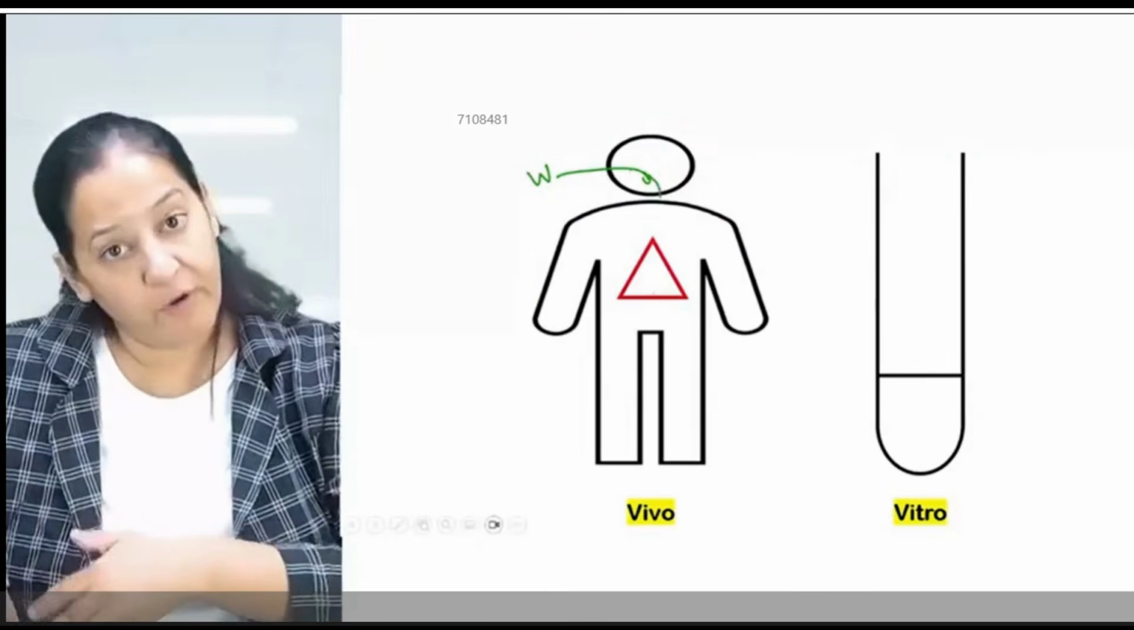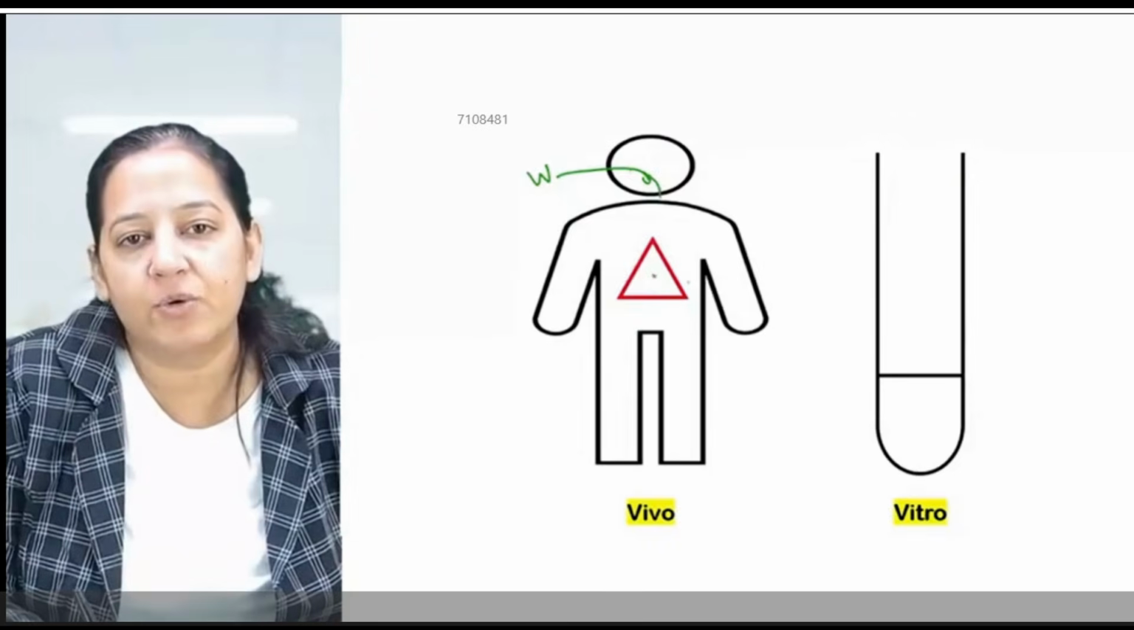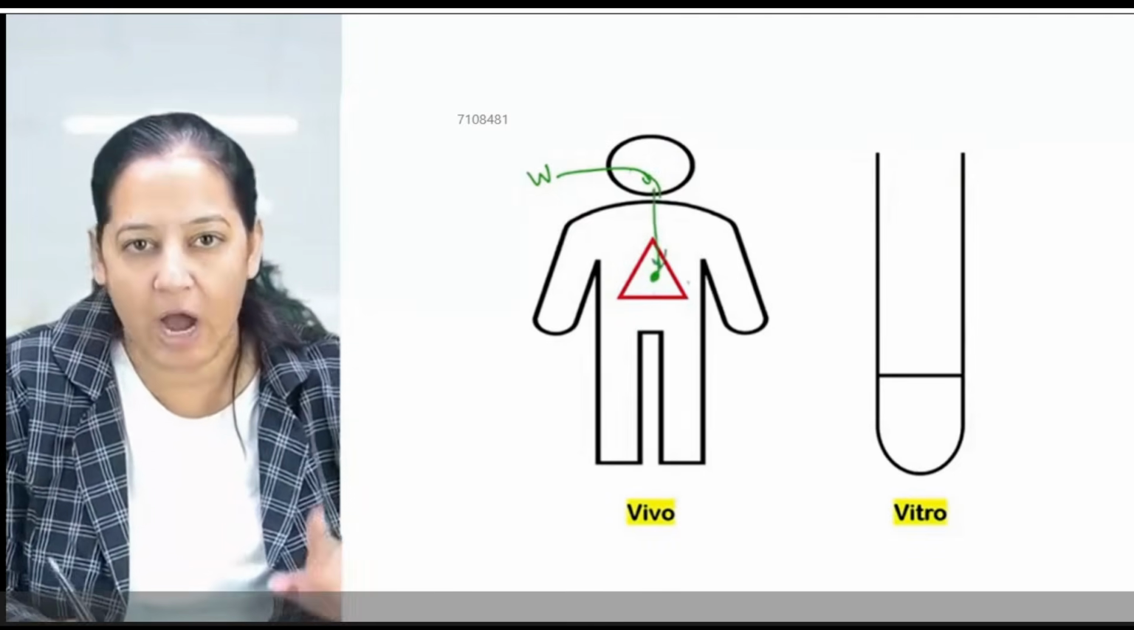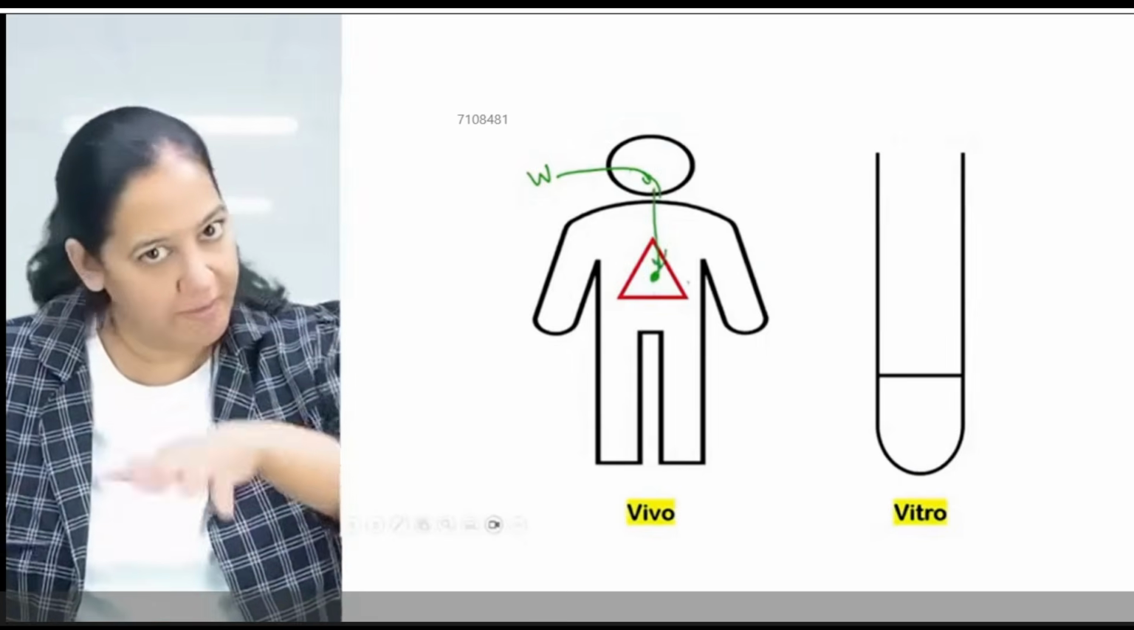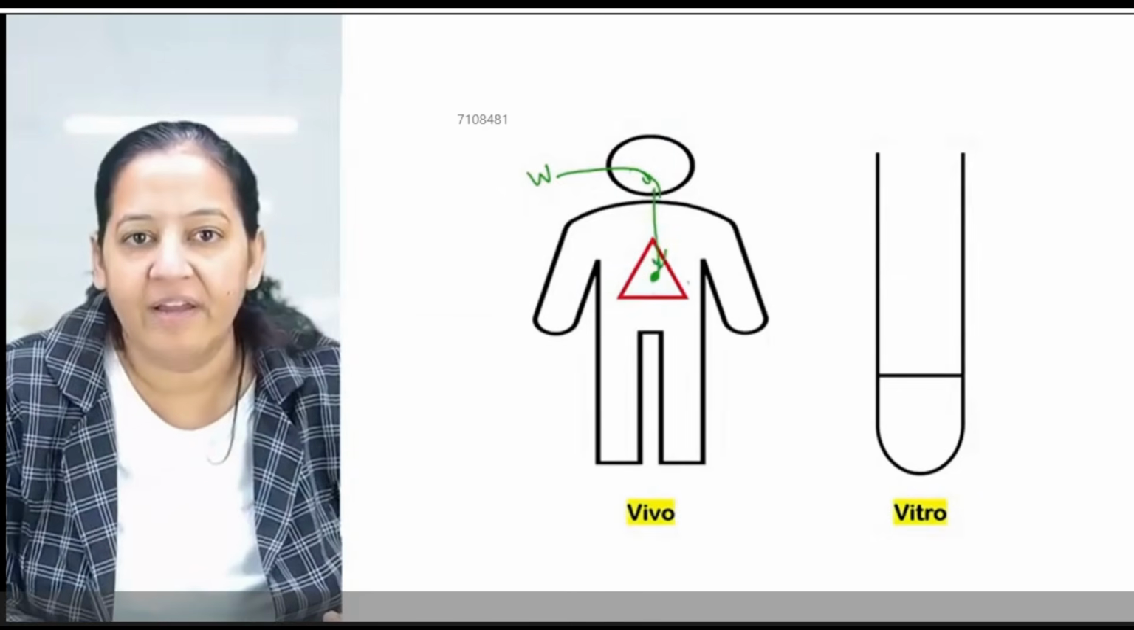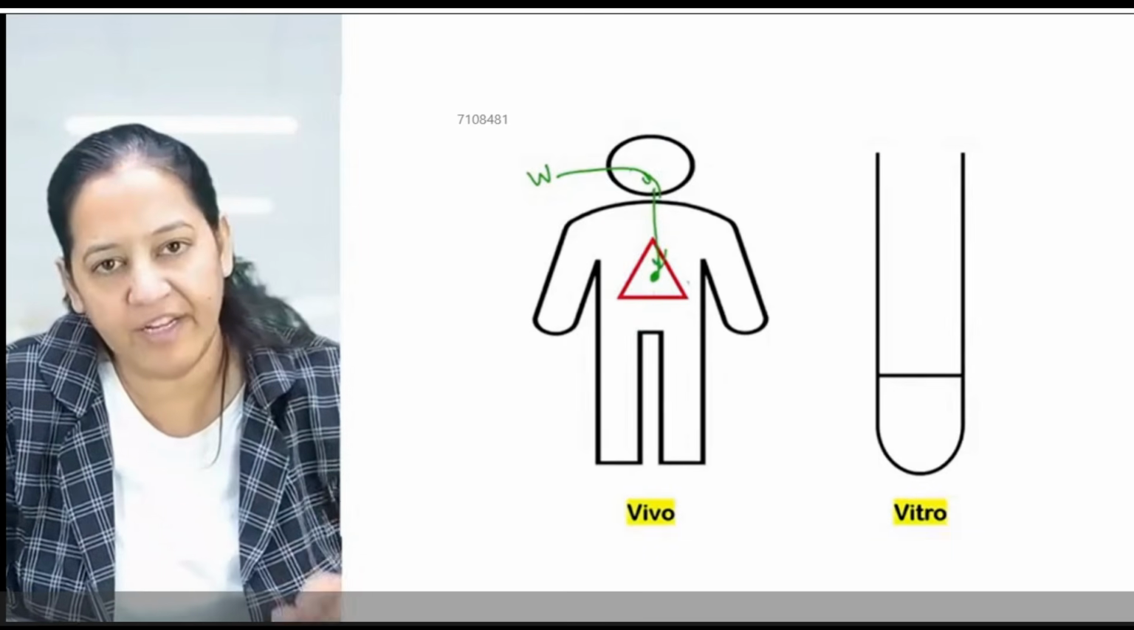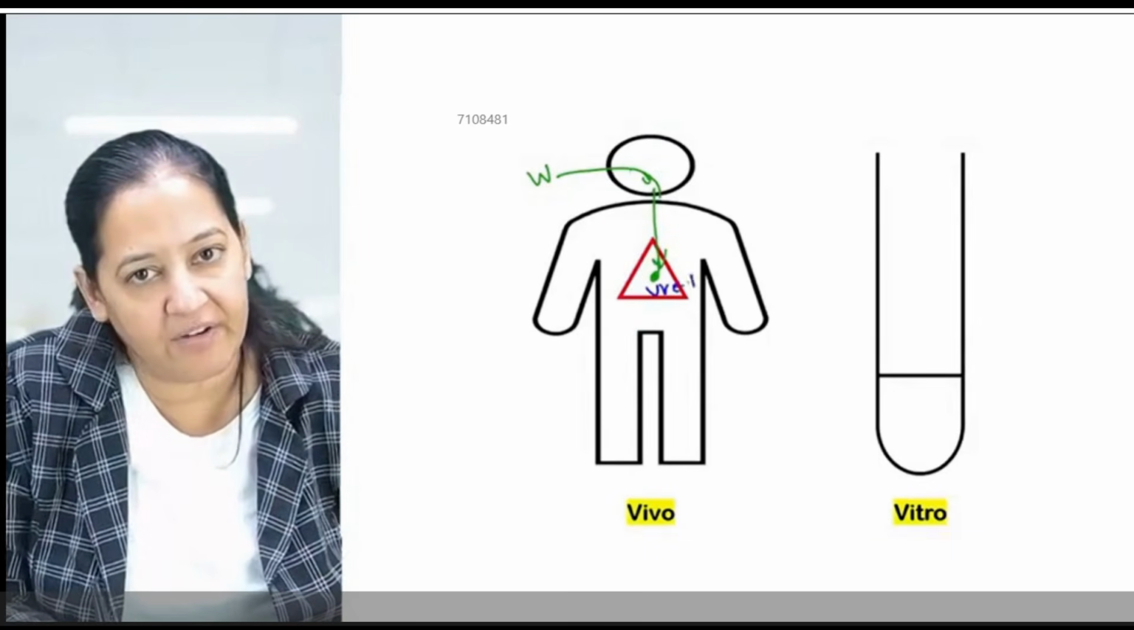It will go in my blood. From the blood, it will go in my liver. So see, the warfarin is going in the liver. As I told you, it will go in the blood, and from the blood it is going to the liver. In the liver, it inhibits the VKOR.